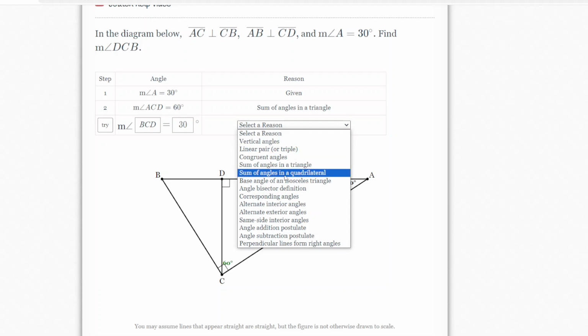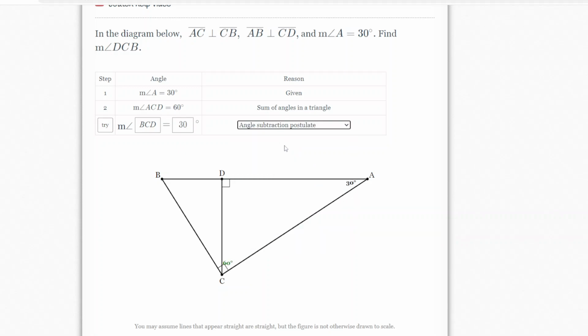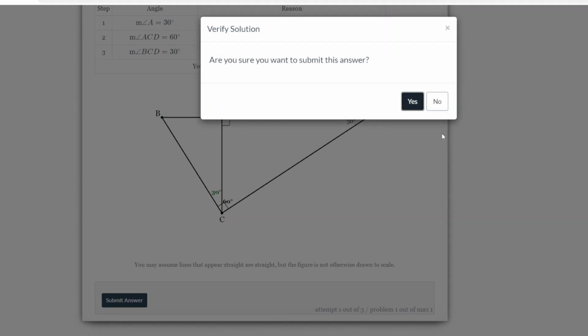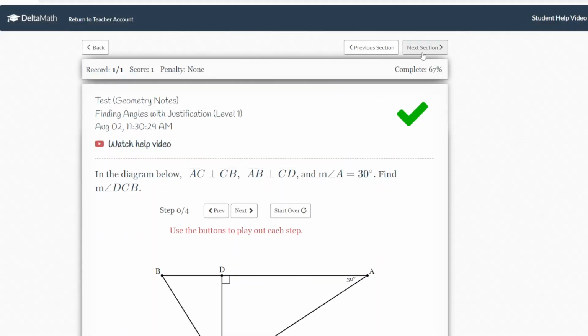And then there's got to be some kind of reason for this angle. Do you remember the angle addition postulate is 2 angles added together? So if I had a 30 and a 60, adding them to make 90 would have been that. I actually want to choose the angle subtraction because I knew the total angle was 90. I took 90 minus 60 to be left with 30. So angle subtraction allows you to find part of the angle, versus angle addition, which adds 2 smaller angles to make the final angle. And then it says you're done, press submit. All right, one more.